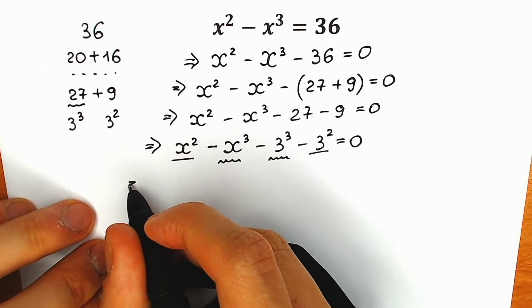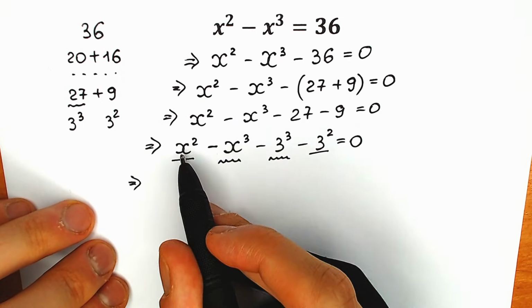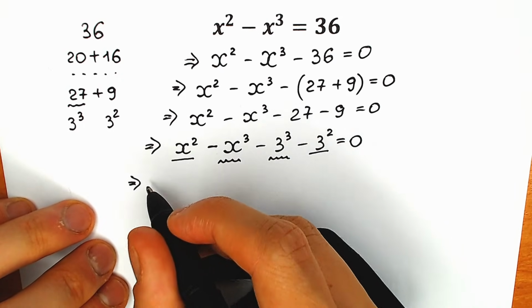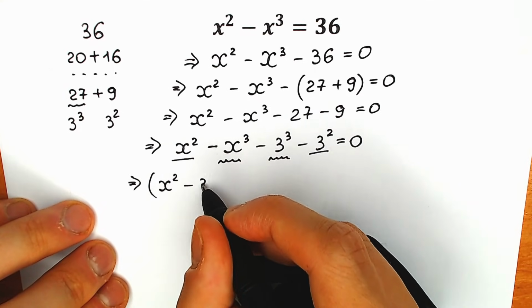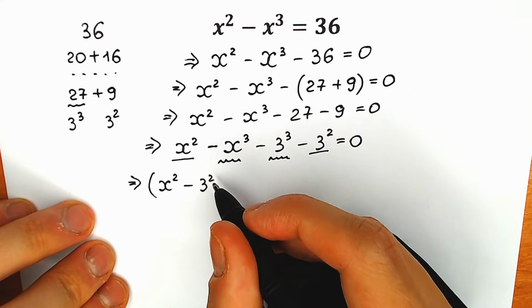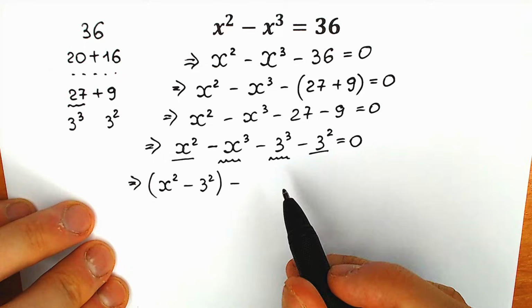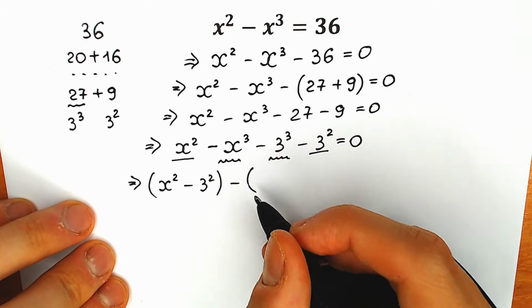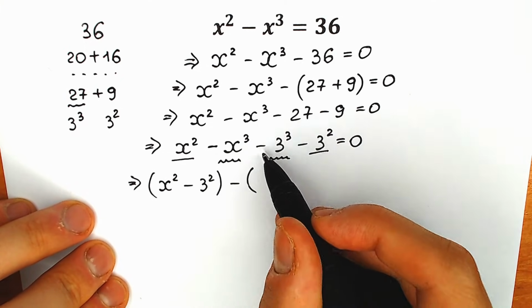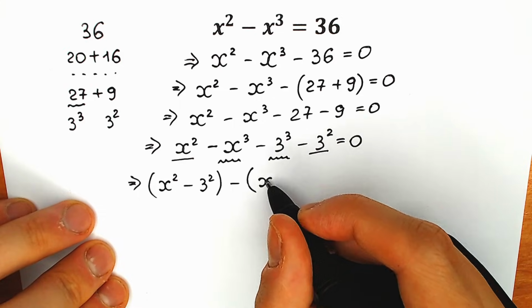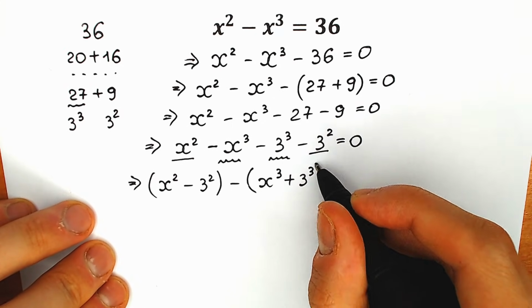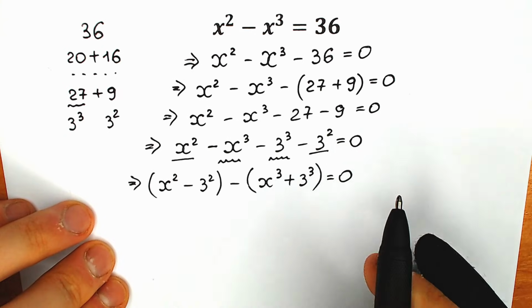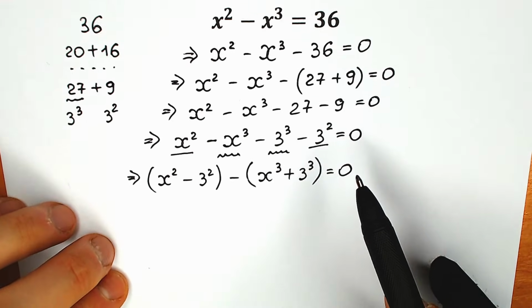So let's start, for example, with the squares. x squared minus 3 squared, this is our first step. Okay, we have minus, and right now a sum of cubes, because we have parentheses. So right here we don't have x cubed minus 3 cubed. We have to write x cubed plus 3 cubed. Okay, so I really hope you understand this step. It is our first part.